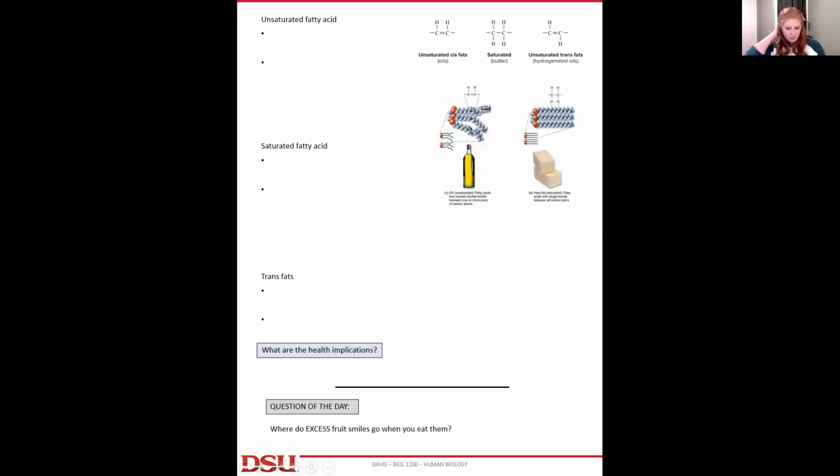Okay, so let's go ahead and finish off macromolecules 1. All right, so we just finished lipids. Let's look at our fatty acids in a little bit more detail. We finished our triglycerides. Let's look at our fatty acids.